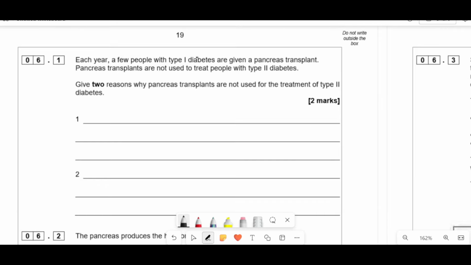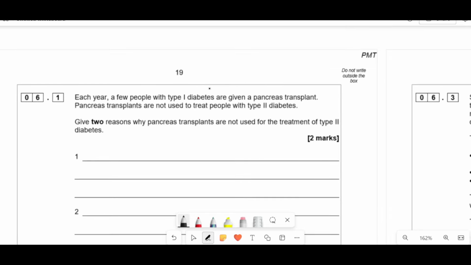Each year, a few people with type 1 diabetes are given a pancreas transplant. They are not used to treat type 2 diabetes. Give one reason why they are not used in type 2 diabetes. So the problem with type 1 diabetes is your immune system destroys your islets of Langerhans, the beta cells specifically, so they don't make any insulin. So treating them involves giving them insulin or something that can produce insulin.